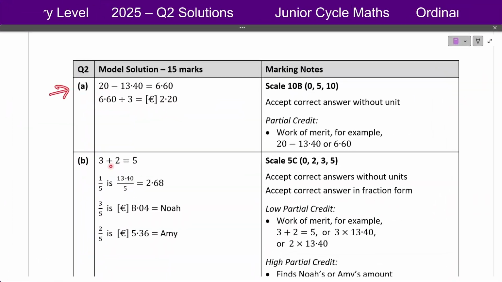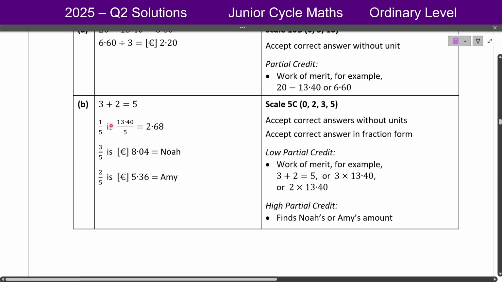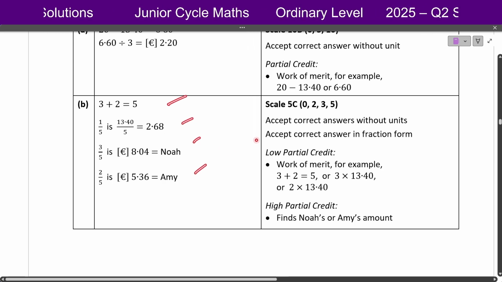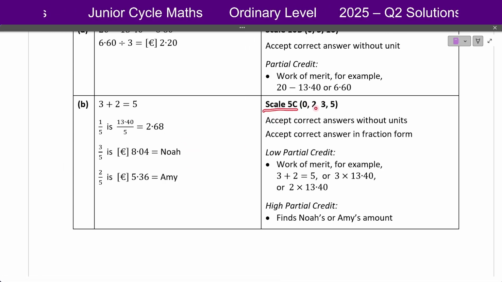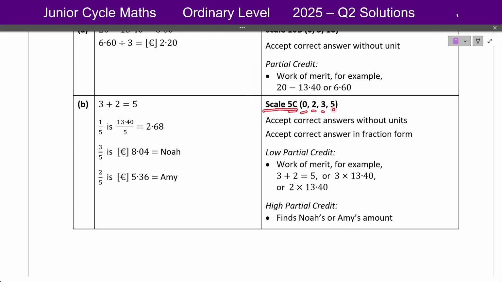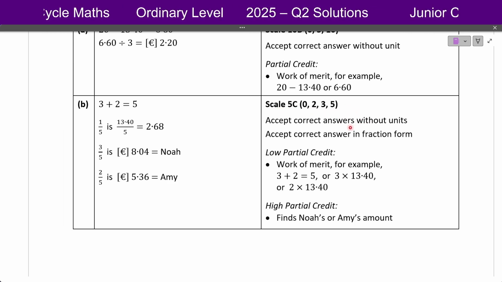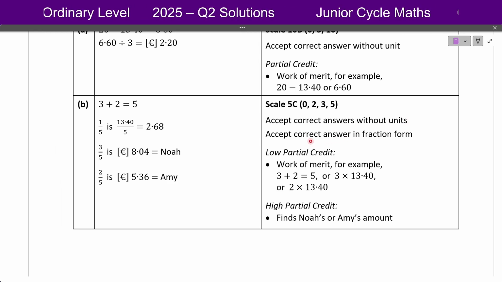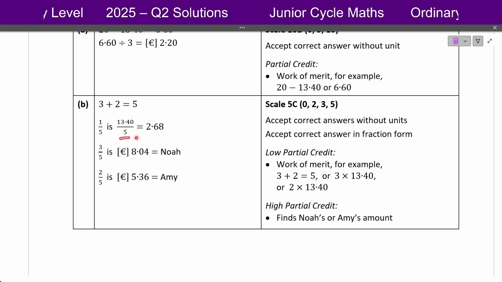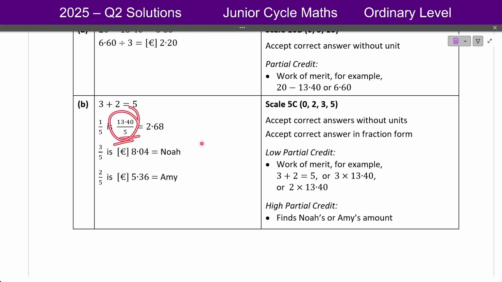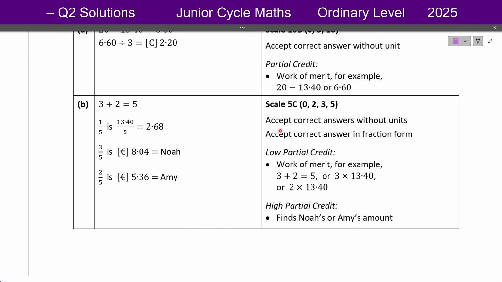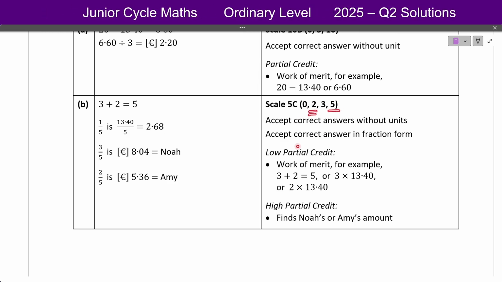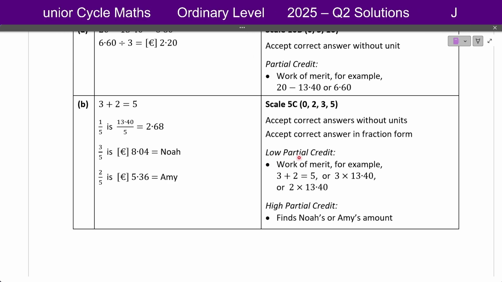And for part B, here is the worked solution, and it is on the scale of 5C. We have 5 marks with 4 subcategories, and the answers are accepted without the units, and also accepted in fraction form. We can get 2 marks out of 5 in the case of low partial credit.